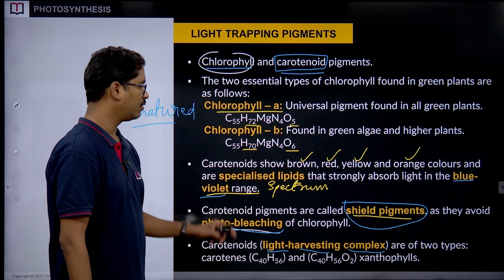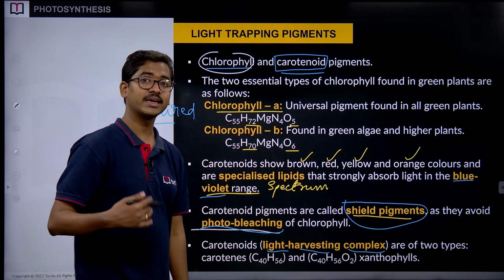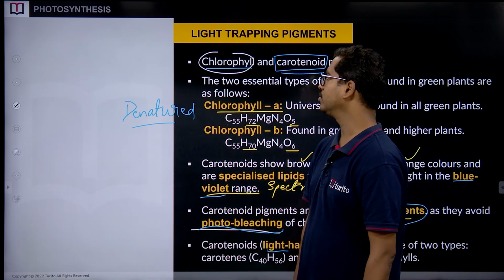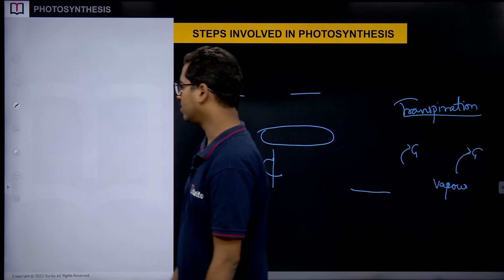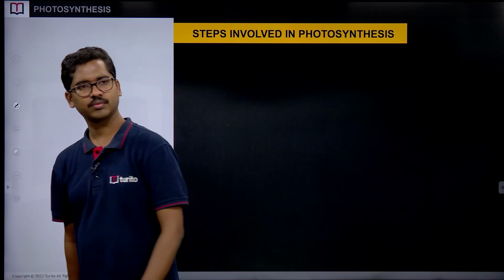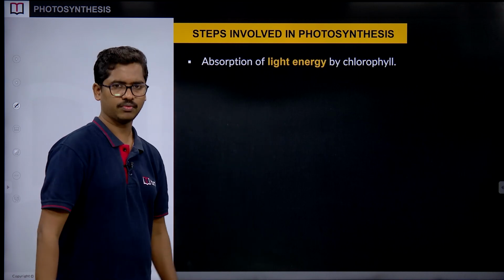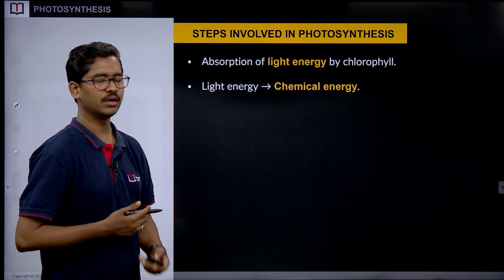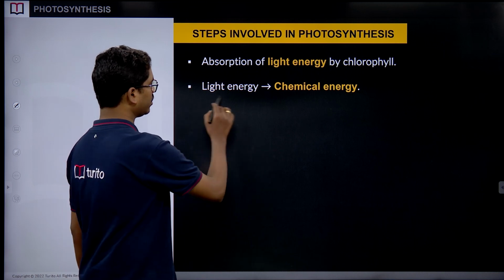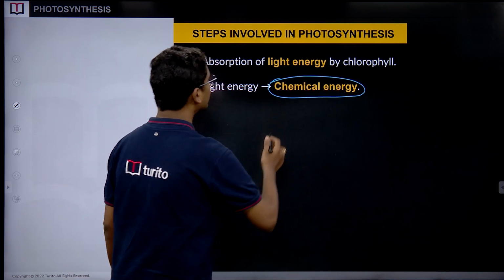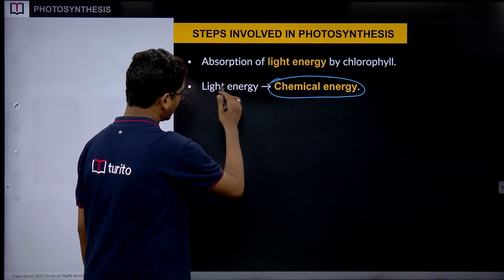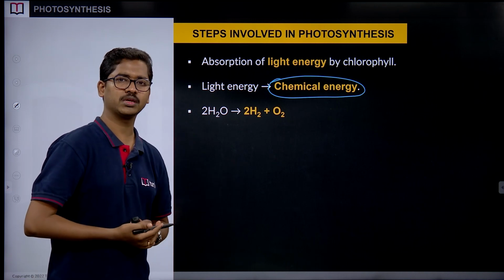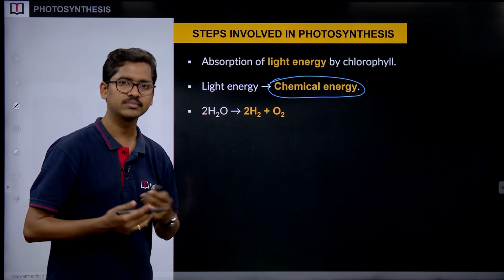That is the reason why we were trying to understand the types of light trapping pigments present in the plant. Now, we will look into some other details, that is the steps involved in the photosynthesis process. Firstly, as we have discussed, light energy absorption is important, done by the various pigments present here. Then the light energy is converted into chemical energy. So, absorption is one thing, conversion of light energy to chemical energy is the second step, followed by the splitting of the water molecule which is taken by the plants using roots.